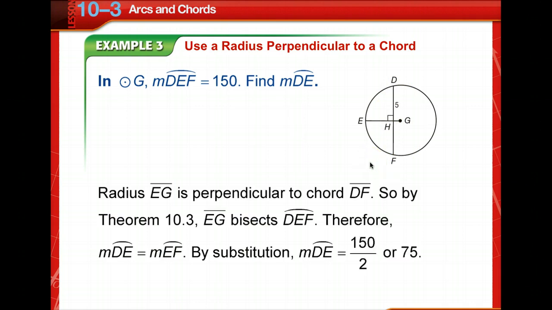So radius EG is perpendicular to chord DF, so by theorem 10.3, we know that segment EG bisects arc DEF. Therefore, the measurement of arc DE is equal to the measurement of arc EF. So by substitution, the measurement of arc DE is 150, is what we're told, and we divide it by 2 because it's been bisected, or 75.